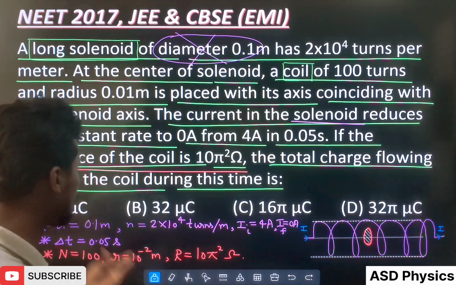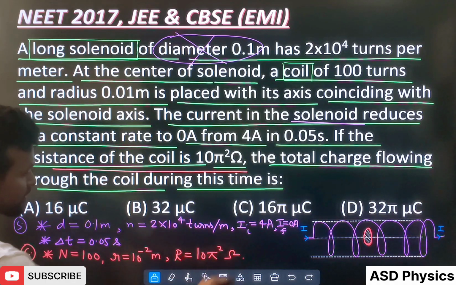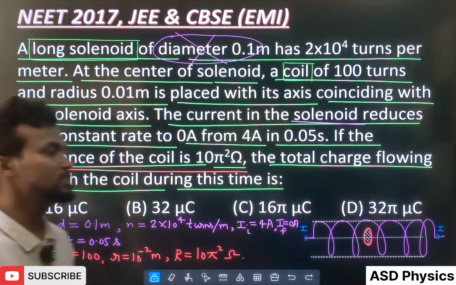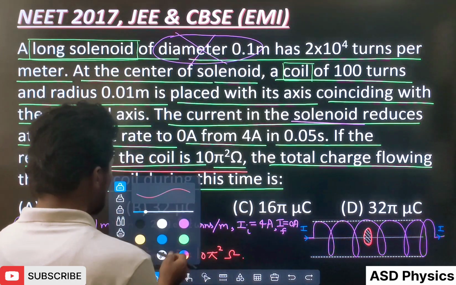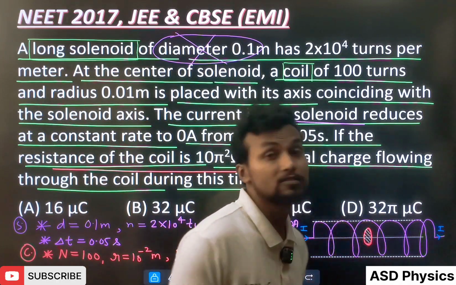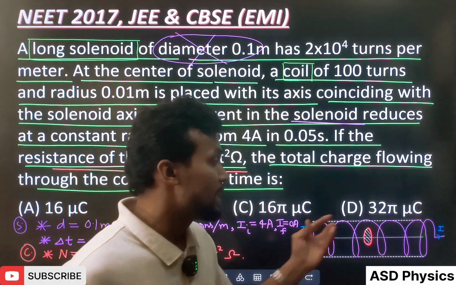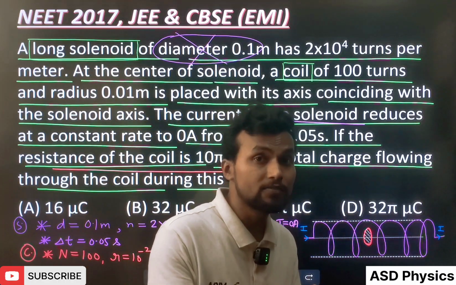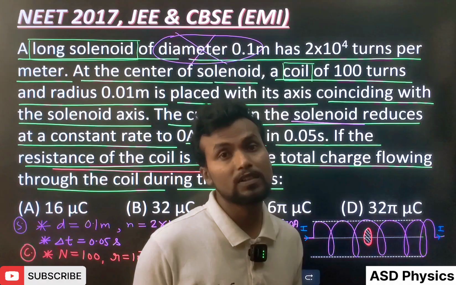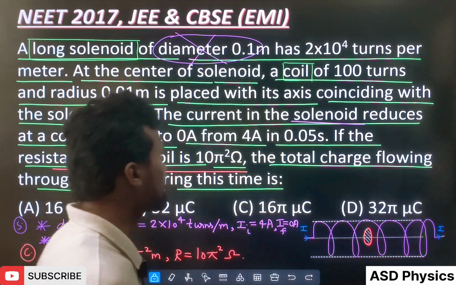Okay, so here this pink color represents the data of the solenoid and this red color represents the data of the coil. Now we have to see how much charge will flow. This solenoid will generate the magnetic field, and for the infinite length solenoid the magnetic field will be uniform. That change of magnetic field will generate change of flux, and due to change of flux the induced charge will come, that we have to calculate. So this data we have written.